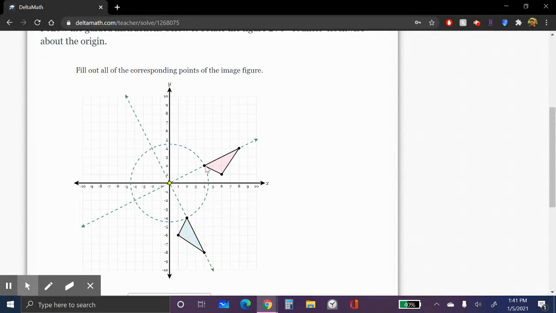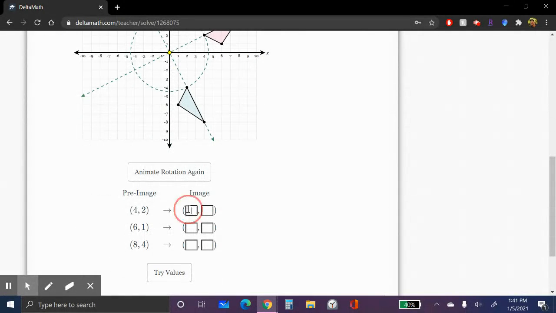So my (4, 2) became (2, -4). So again, the numbers were switched. So (6, 1) becomes (1, 6), and (8, 4) becomes (4, 8). All right. But the sign scheme of the fourth quadrant is positive, negative. So all these points here have a positive, negative sign scheme. So positive, negative, positive, negative.